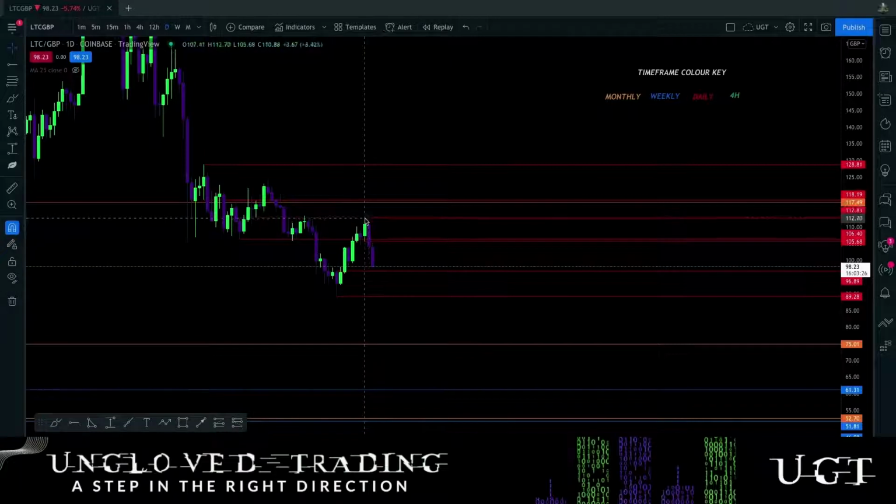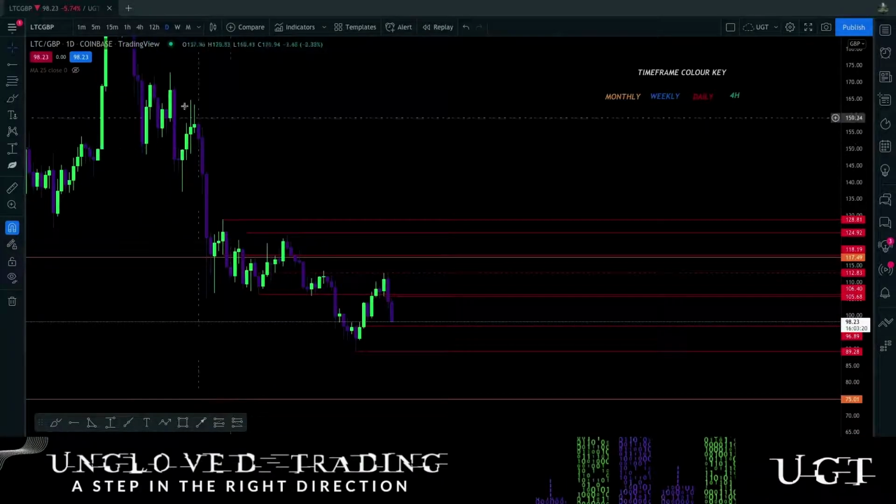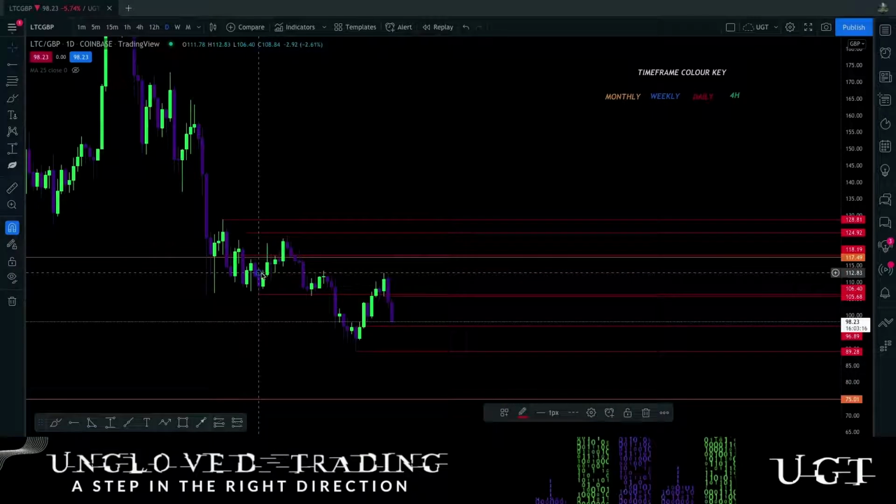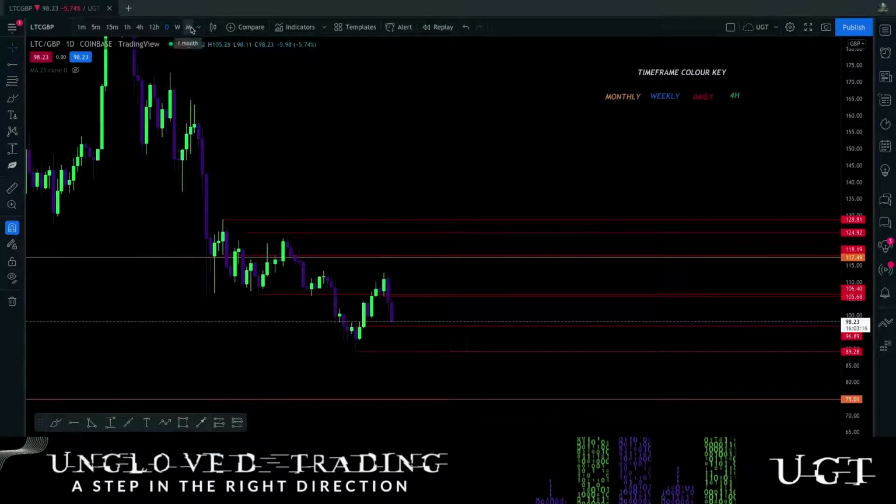So again, remember how I went into here and I marked this level? Actually, you need to be stepping back and again using the left-hand side. So you work from the left-hand side, work forward. And also, just to reiterate, start on the monthly and work down.